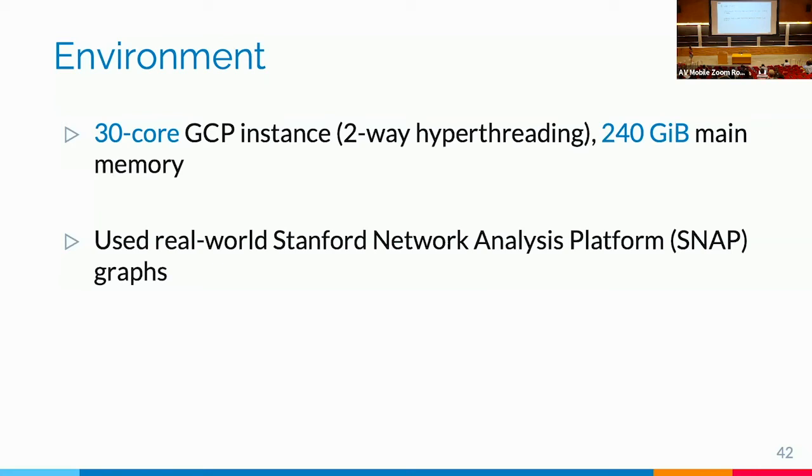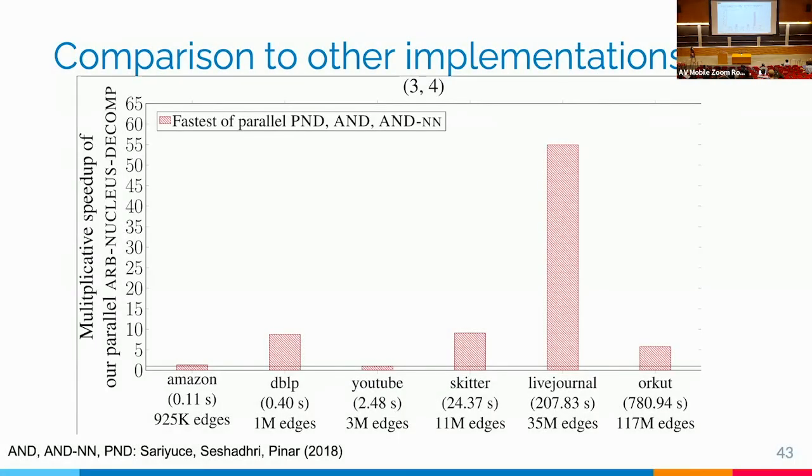And we also use real-world Stanford network analysis platform graphs. So this graph shows our multiplicative speedups of our parallel code over the previous state-of-the-art parallel code by Sariyuce, Seshadhri, and Pinar. So they actually introduced 3 implementations called AND, NN, and PND. And we take the fastest of each of these implementations for each graph. So as you can see, we get some pretty significant speedups, especially for this LiveJournal graph, which goes up to a 55x speedup. And the median on average is about a 9x speedup.